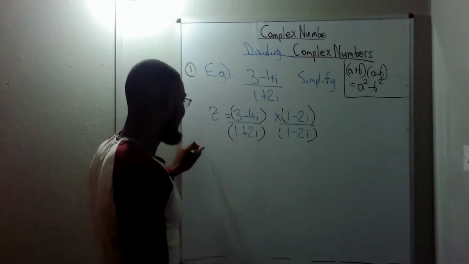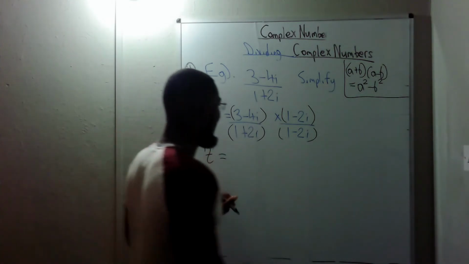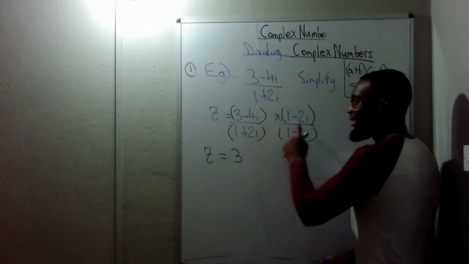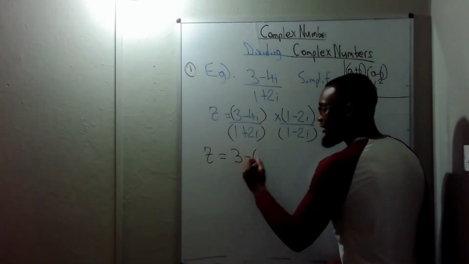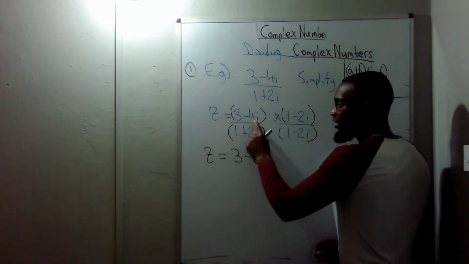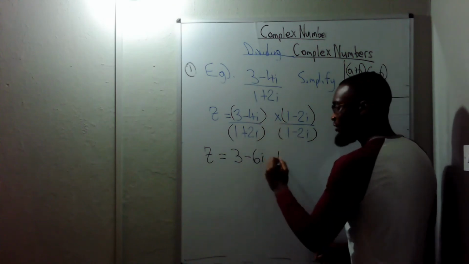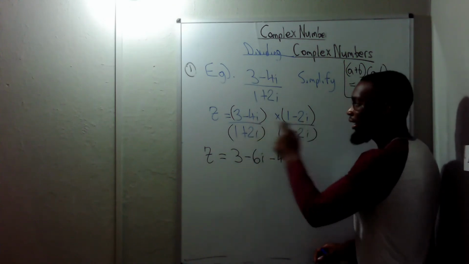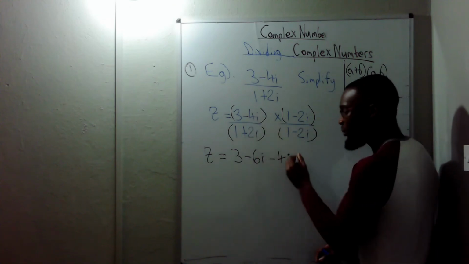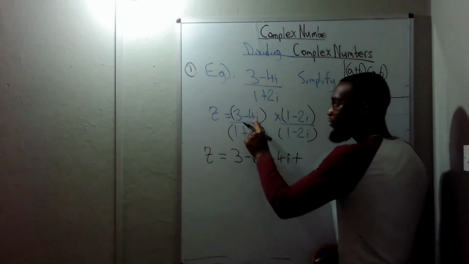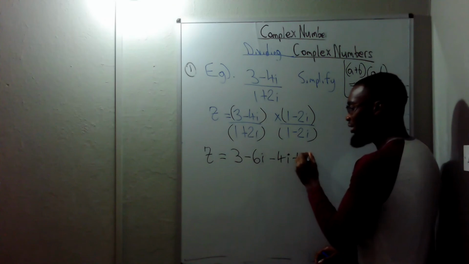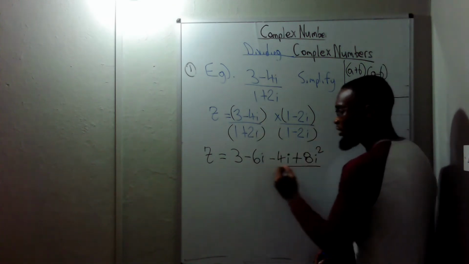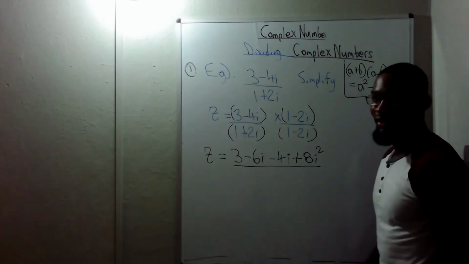So let's multiply these. So z is going to be 3 times 1 is 3. 3 times minus 2i is minus 6i. Minus 4i times 1 is minus 4i. Minus 4i times minus 2i: minus times minus becomes plus, 4i times 2i, that becomes 8, i times i is i squared. So that's the numerators so far.